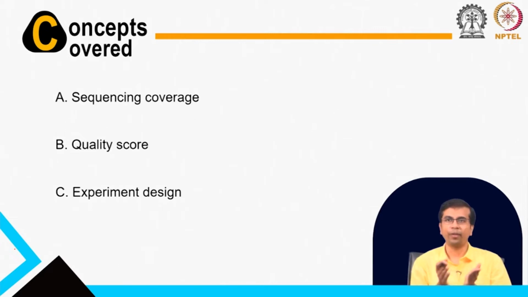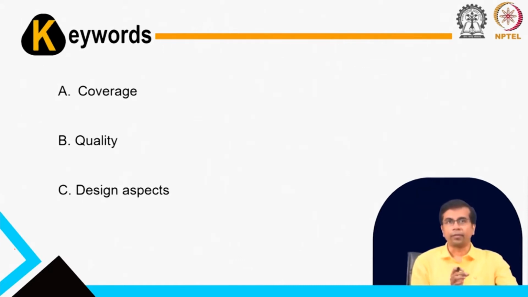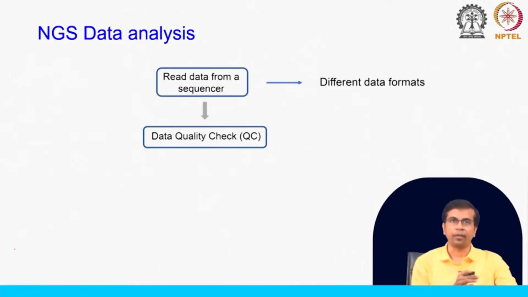Maybe at some point you will have to design an NGS experiment. You want to use these NGS methods for your project or for some work, and you might be wondering which platform should I use, what should be the read length, how many reads do I need, what kind of sequencing method should I adopt. These questions of course require careful examination of different parameters. So, at the end we will discuss this experiment design. These are the keywords: coverage, quality and design aspects in this class.